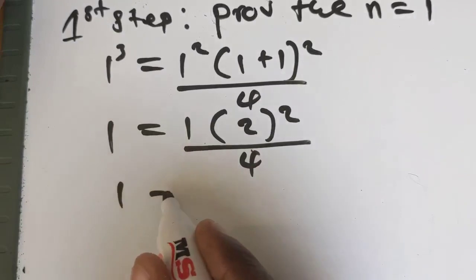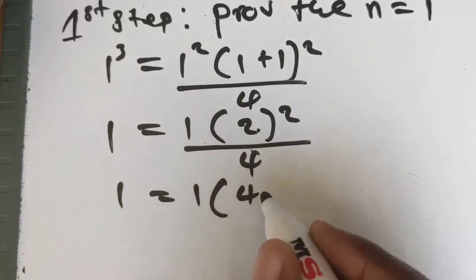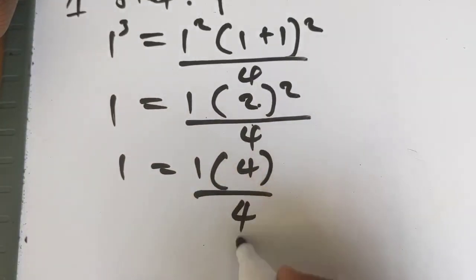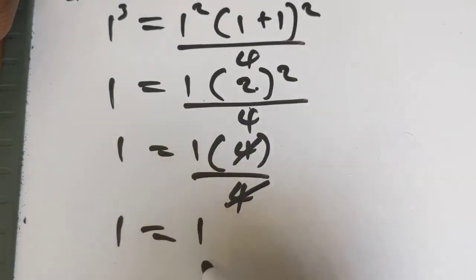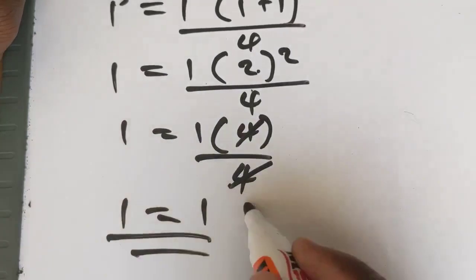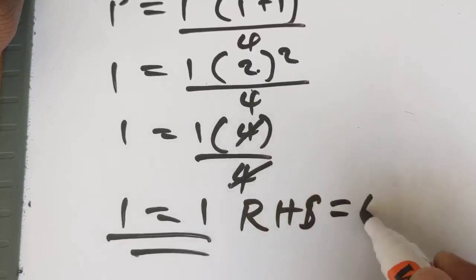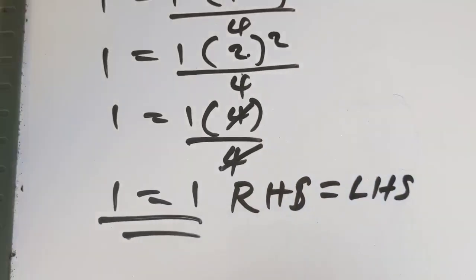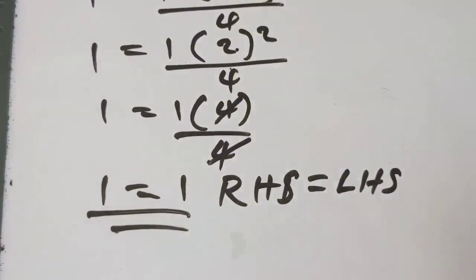So 1 is equal to 1 multiplied by what? 2 to the power 2 is just 4, like that. Then divide by 4. So you can actually divide by 4, and what you are going to remain with is 1. So therefore the right hand side is equal to the left hand side. So the statement is true for n is equal to 1. You can even try for the second term if you want. Okay, let's try if the second term is true.